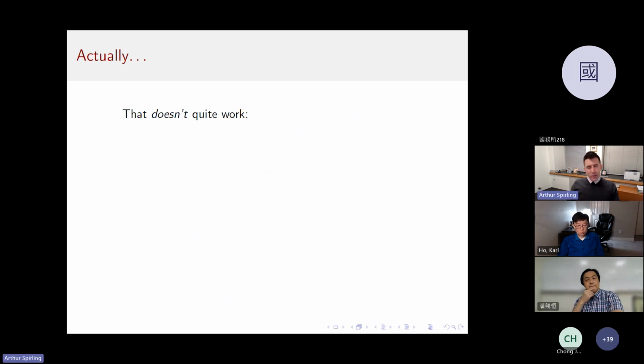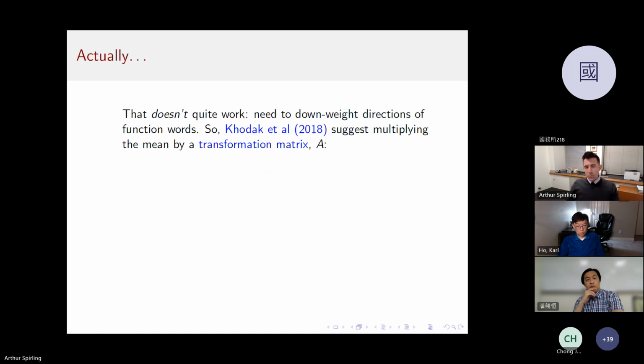Actually, this doesn't quite work, okay? And this is well known not to work, and it needs a bit of extra machinery. So we turned to some other work done by a colleague of mine with some other colleagues in a paper by Khodak et al. in 2018. What we need to do essentially, and I'll spend a little bit of time on this before showing you evidence that the technique works or problems with it or not, is we need to downweight the directions of function words.